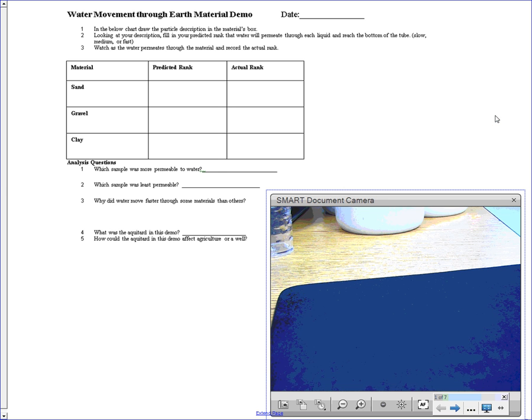After that, we're going to predict how fast the water will flow through those particles: slow, medium, or fast, in relation to each other. Will sand be faster than gravel? Will it be slow? Stuff like that. Then we're going to watch the water permeate through each particle, and then we're going to write down the actual rate. Was it fast? Was it slow? Or was it medium? And then we're going to answer these questions. Any questions about what it is that we are doing?